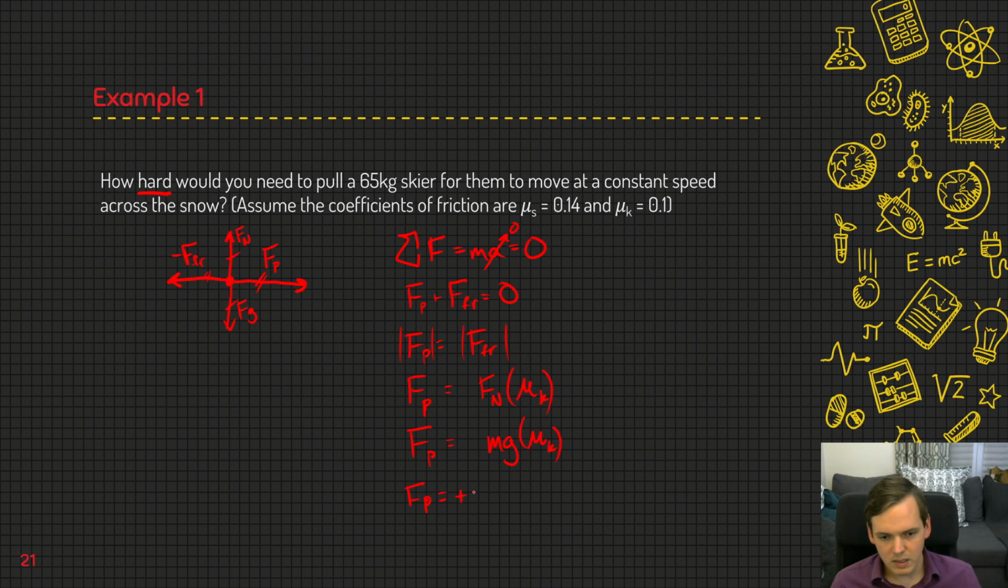So Fp is equal to 65 kilograms times 9.8 meters per second squared times the coefficient of kinetic friction of 0.1. Fp is going to be approximately 65 newtons. I'll let you go in and actually calculate that if you're curious, but it should be about 65 newtons because we have about 1/10 times about 10, so those should roughly cancel, leaving us with just the 65-ish.